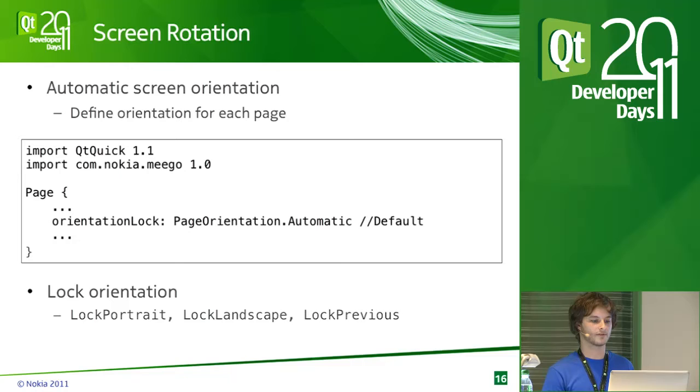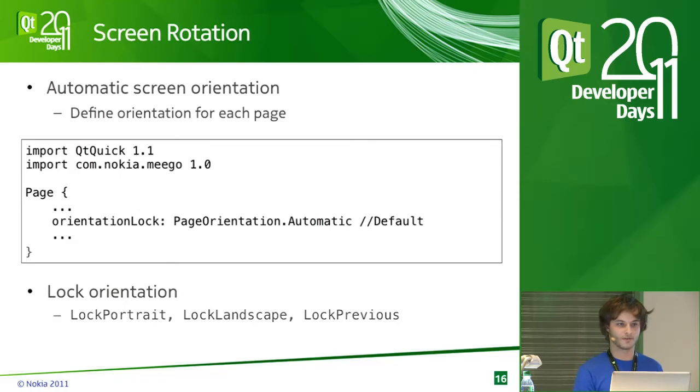I think the names are self-explanatory. So if you want to make an application only in portrait mode, for every page you create you will have to set that property: orientationLock equals PageOrientation.LockPortrait. You have to set that explicitly for every page.